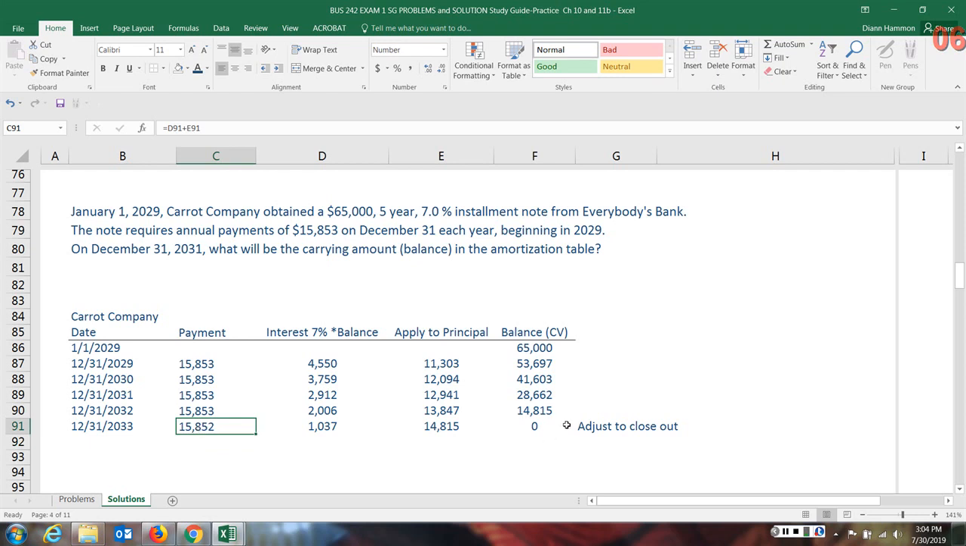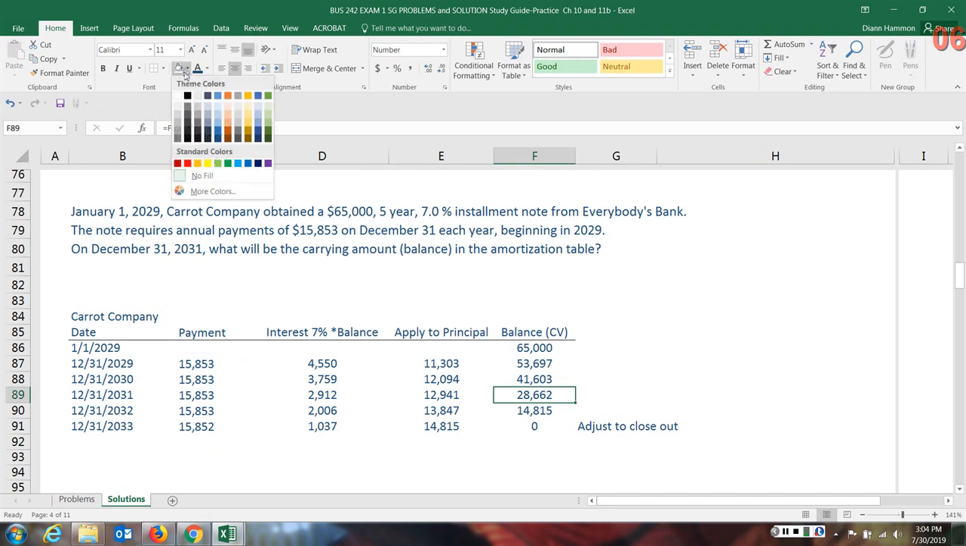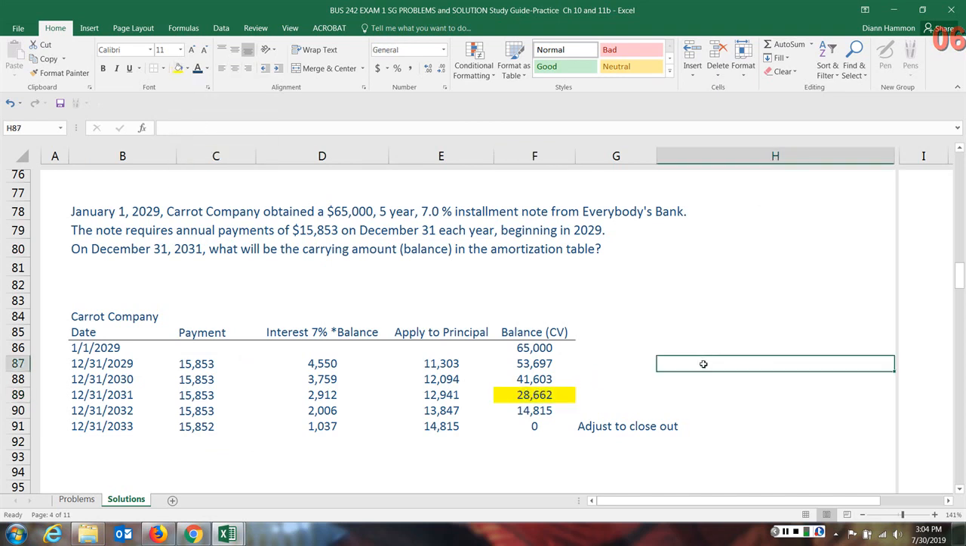So now we can answer the question. On December 31st of 2031, what would be the carrying value? So remember, the carrying value is this value over on the right hand side, the balance, if you will. So for 2031, that balance will be $28,660.